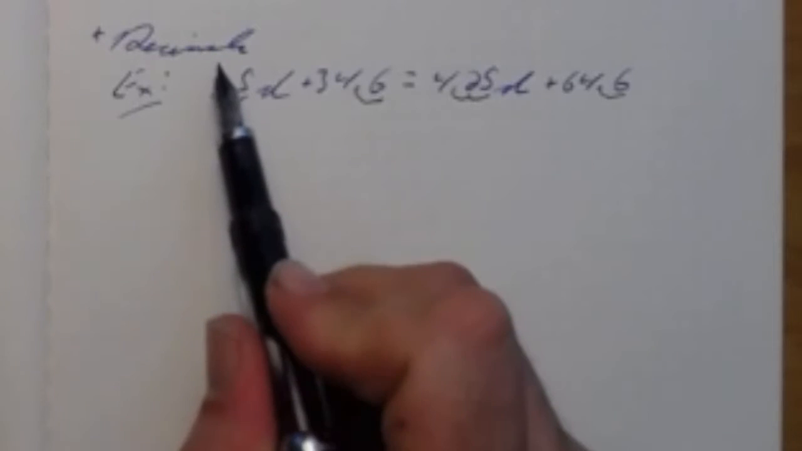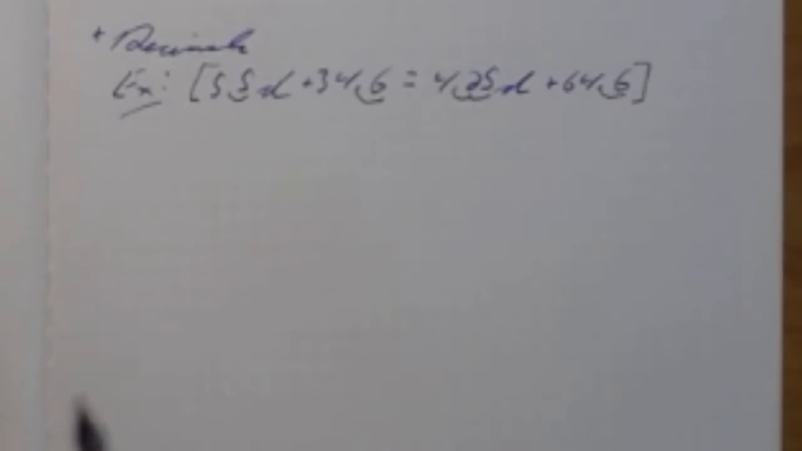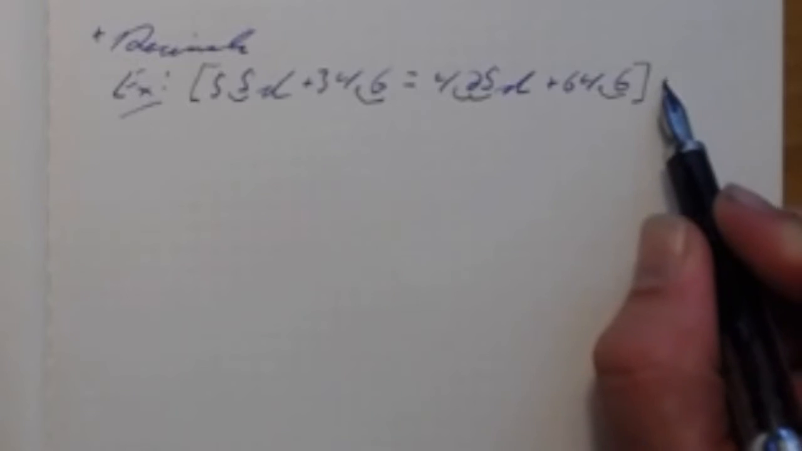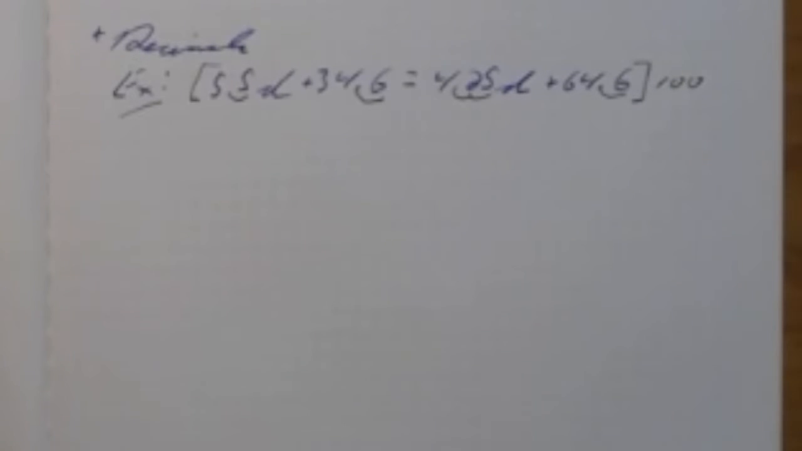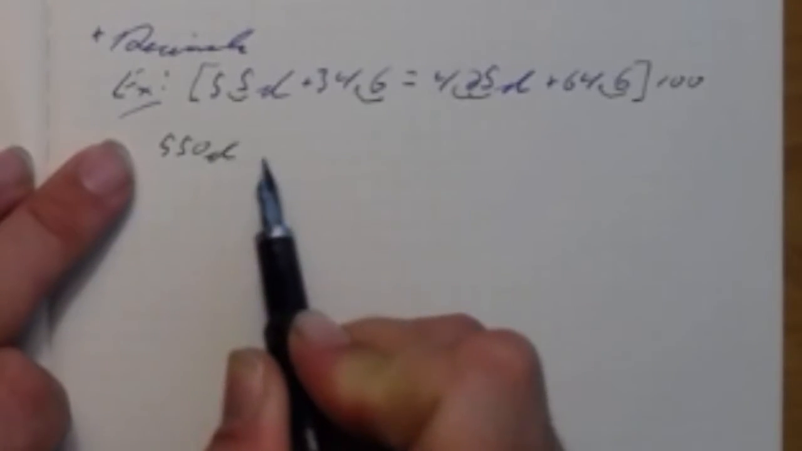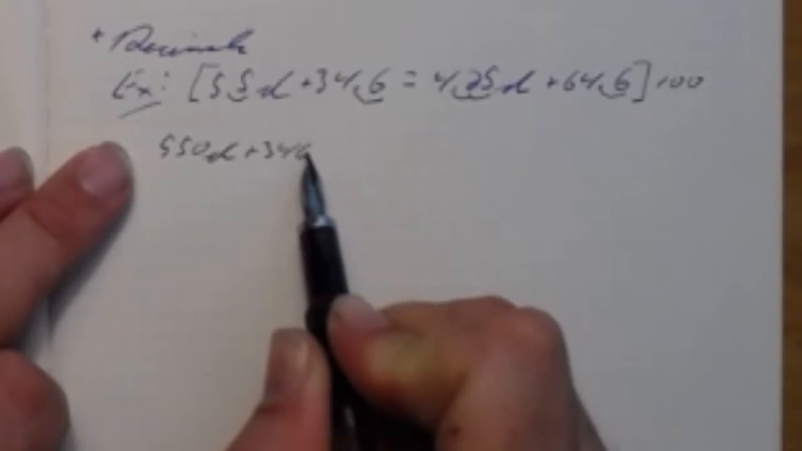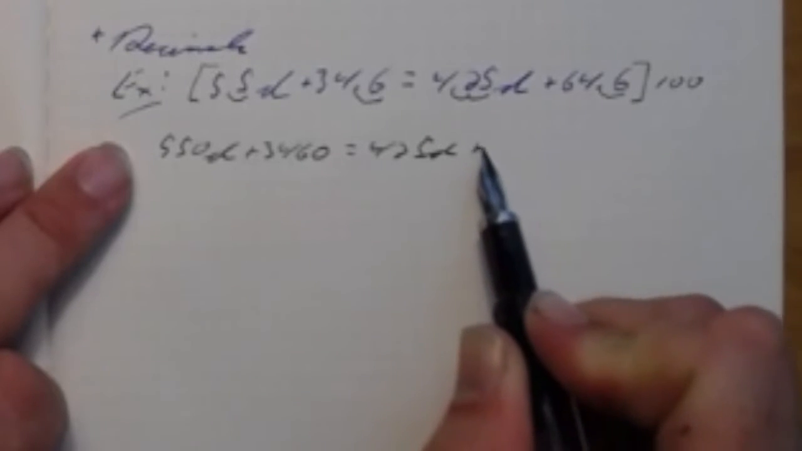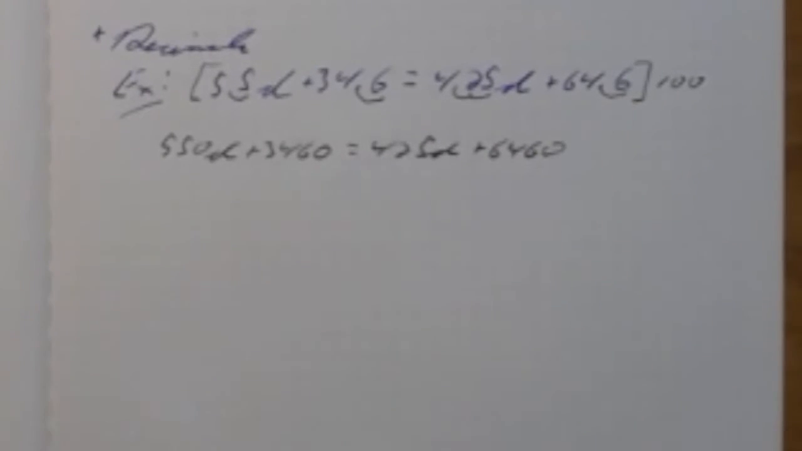2 is the largest amount of spaces I need to move. So just like I got rid of the denominator in fractions, I'm getting rid of the decimal to avoid mistakes. I'm using the multiplication property of equality, and I'm going to multiply the entire equation by 100. This is going to give me 550D plus 3460 is equal to 425D plus 6460.